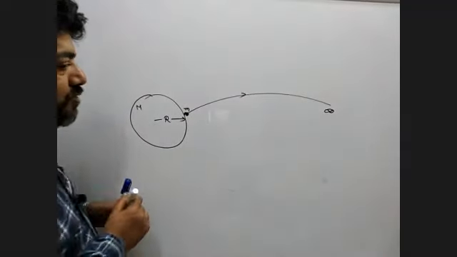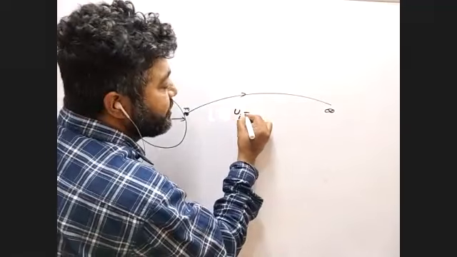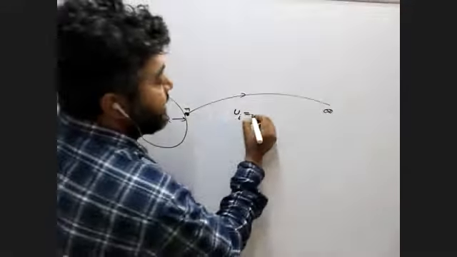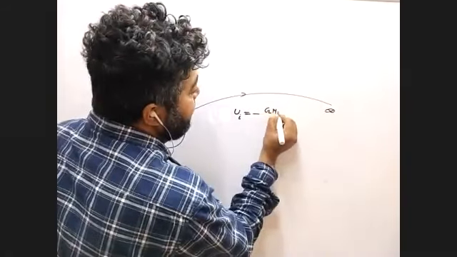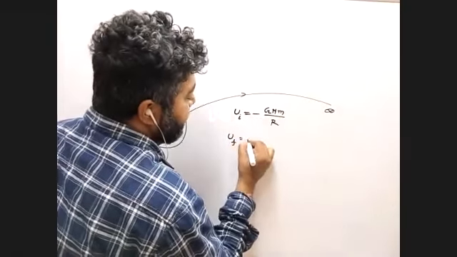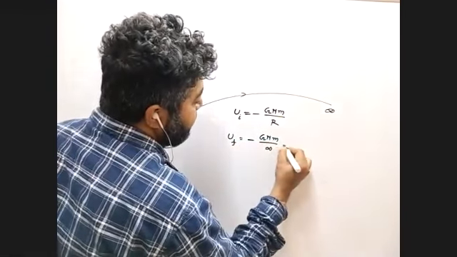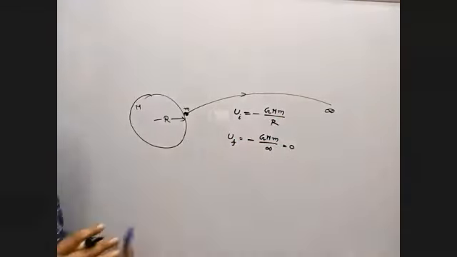It's called escape velocity. So for that, if we suppose the initial potential energy, my formula is minus GM by R, and the final potential energy is minus GM by infinity, which is equal to 0. Is it clear?